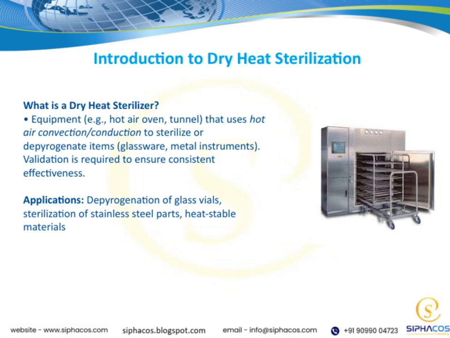Now, as for applications, dry heat sterilization is commonly used for depyrogenation of glass vials, sterilization of stainless steel parts, and for materials that are heat stable. This method plays a vital role in ensuring the safety and sterility of critical components in various industries, aligning perfectly with our overall focus on sterilization techniques.